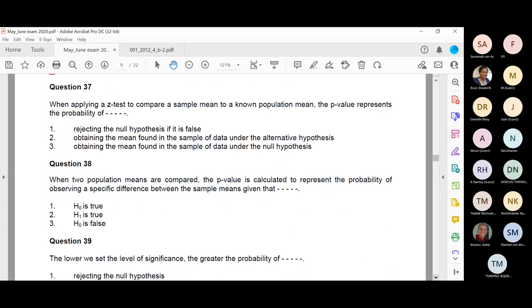Question 37. When applying a Z-test to compare a sample mean to a known population mean, the p-value represents the probability of: rejecting the null hypothesis if it is false, obtaining the mean found in the sample of the data under the alternative hypothesis, or obtaining the mean found in the sample of the data under the null hypothesis.